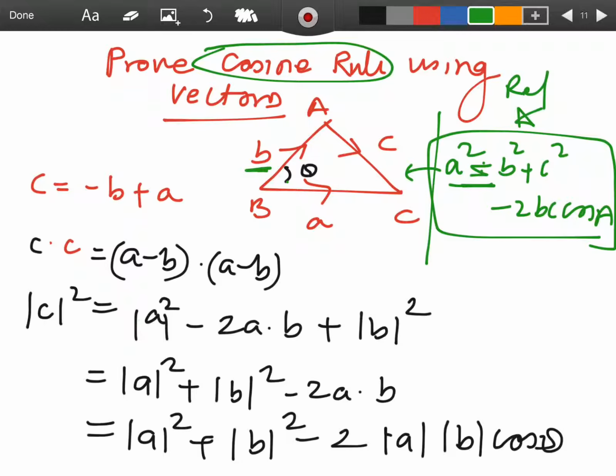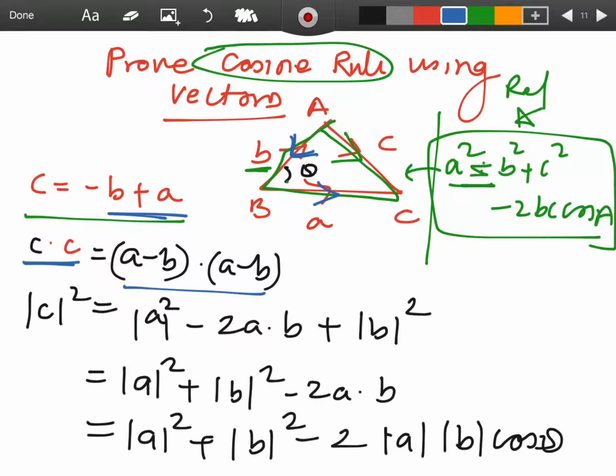So coming to what exactly I can do is, I took a triangle, I drew the triangle, I took three vectors, BA, BC, and AC. Clearly, if you look at the vector geometry, your vector C is going to be minus B plus A, that's what I got. So if I square, C dot C, it's actually squaring both the sides. So you get this.